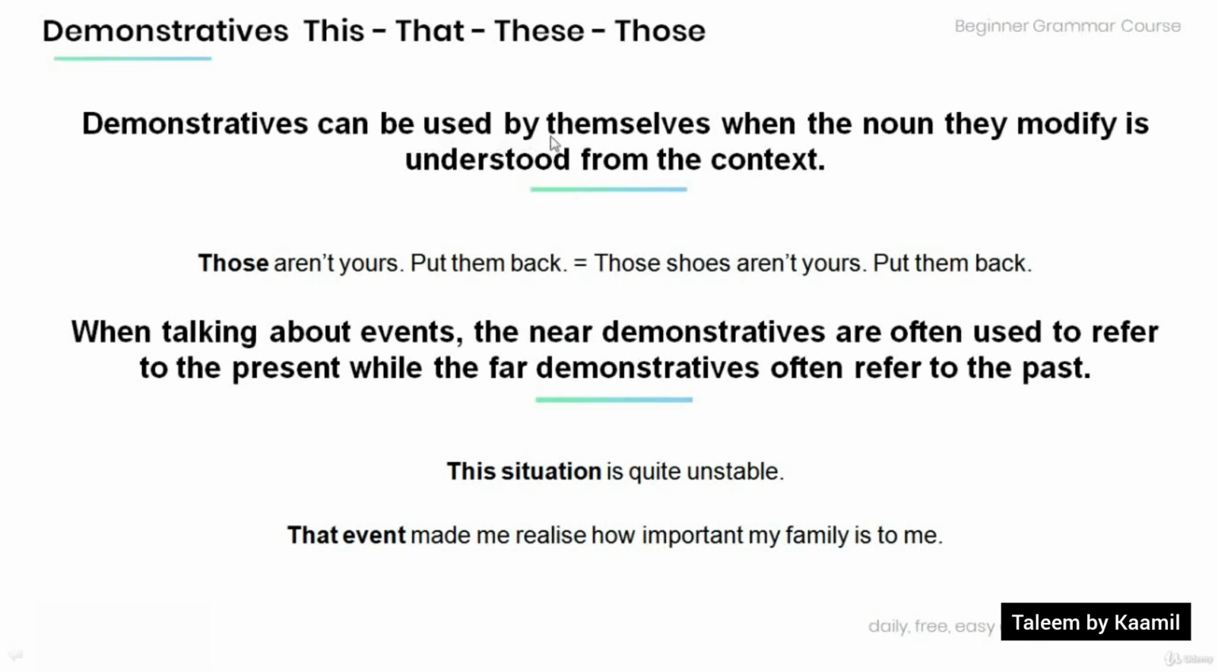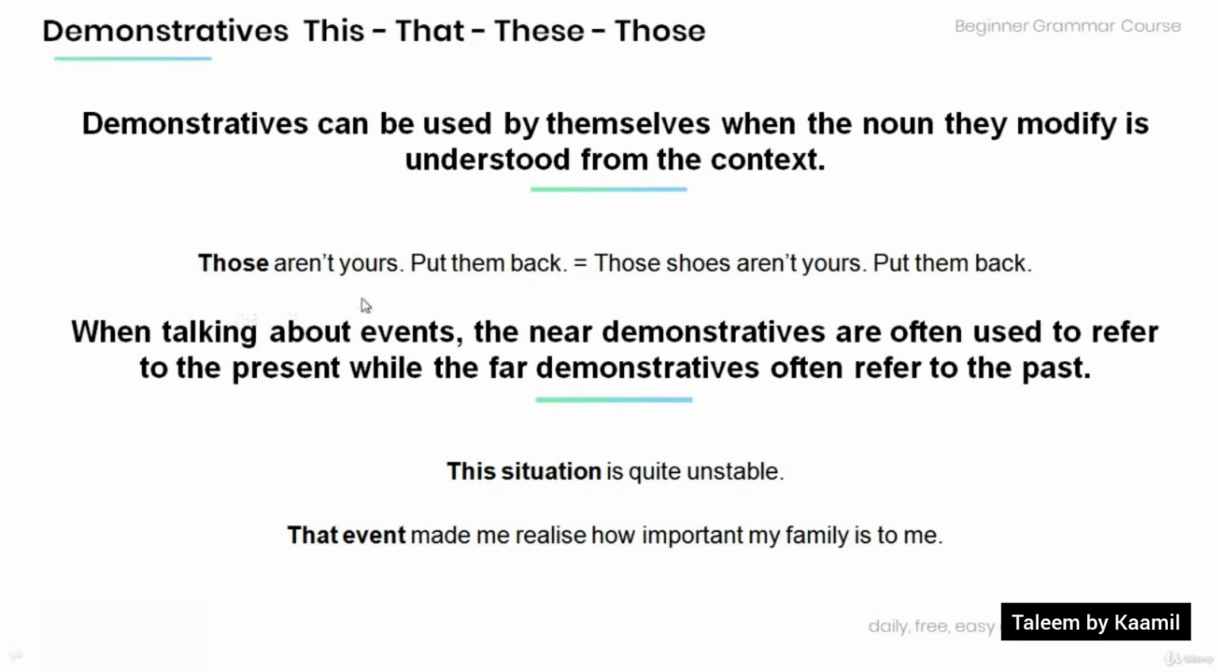Note that demonstratives can be used by themselves when the noun they modify is understood from context. Have a look at these sentences below. Those aren't yours. Put them back. Those shoes aren't yours. Put them back. Shoes in this sentence is understood from context. And so we can use the demonstrative by itself, as in the example over here. Those aren't yours. Put them back.